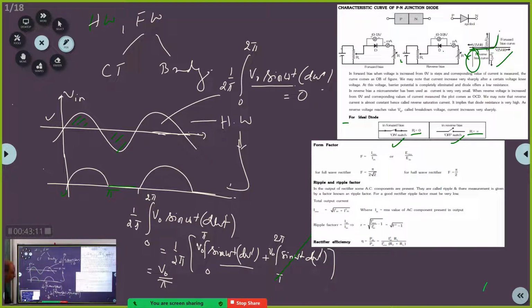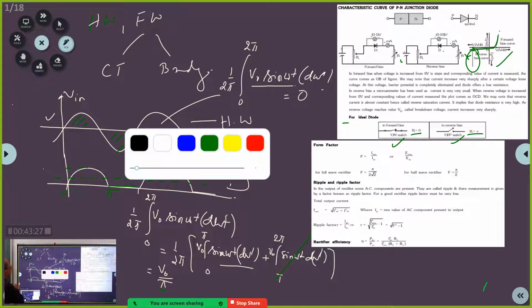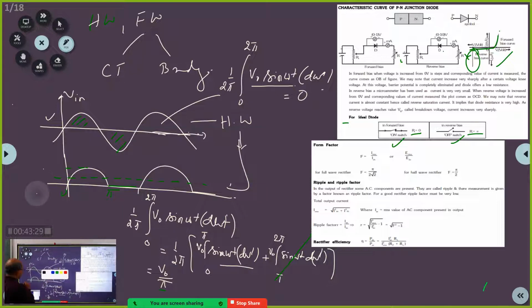Remember, what is this V naught by pi? It is the value. And where will you get this value? See, if this is V naught, you divide V naught by pi, approximately 1/3. So this point, what is this dotted line I am drawing here? This is the V average value. Got it? This is one part of the story, right?